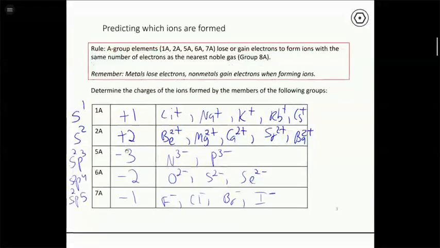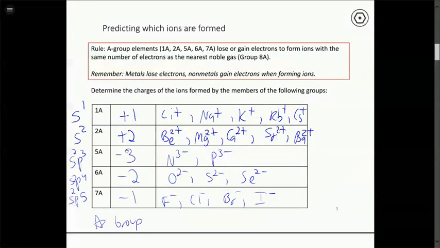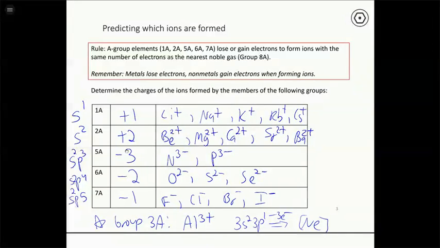One other one we should be aware of, I don't have it in this table, is in group 3A. Aluminum tends to form 3+ cations. It has a 3s2 3p1 configuration as a neutral atom, and if it loses 3 electrons, it gets to the neon configuration. So aluminum forms 3+ cations. That's another one you should be familiar with for ionic compounds.